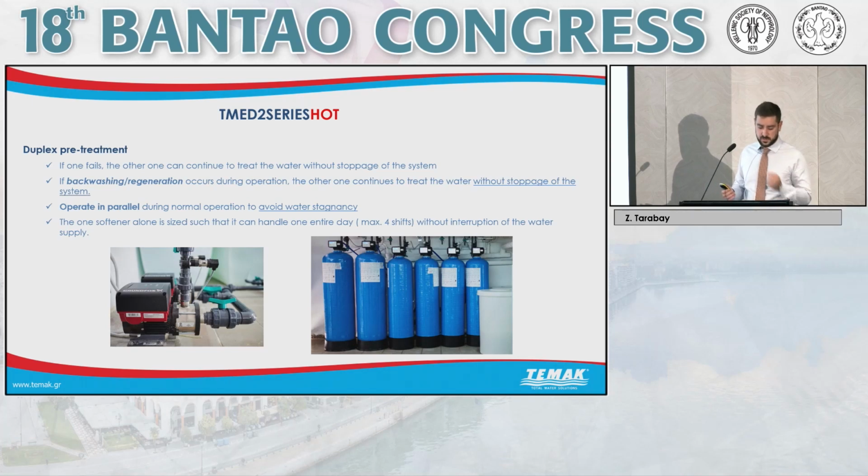And this is critical in the case that you want to operate the system all day long or in emergency cases. The way that we design the system is that although we have two of each of the pretreatment steps, we send the water to be filtered in parallel so that we avoid any stagnancy. We also size the softener so that it is able to handle one entire day's operation, so 4 shifts, without interruption of the water, in the case that the other softener is offline.